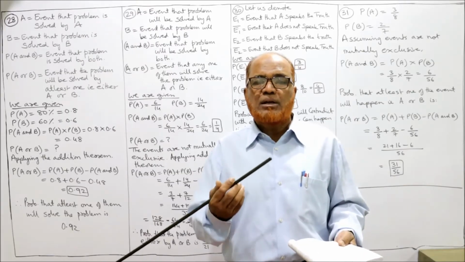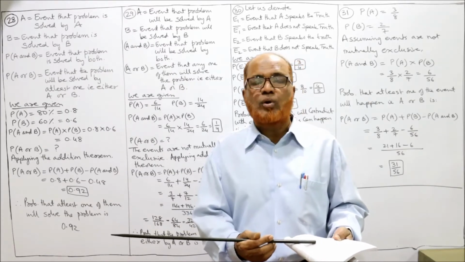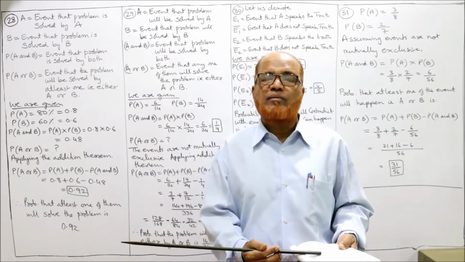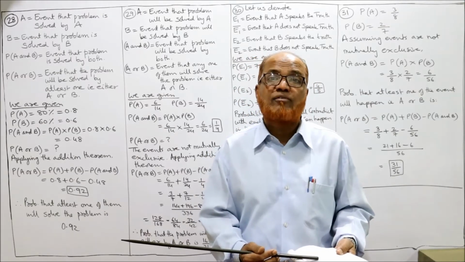So the probability that Mr. A will solve the problem is 6 by 14. Probability that the problem will not be solved by Mr. A is 8 by 14.